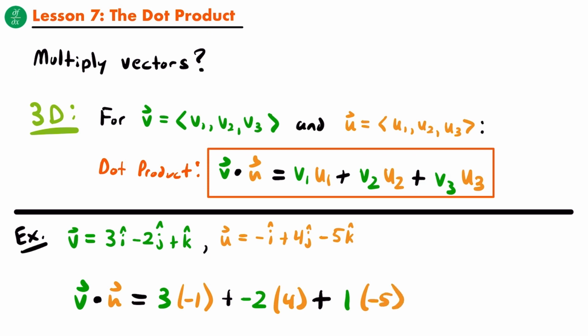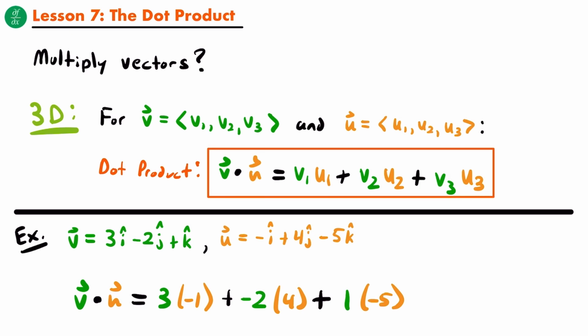Now just to make sure that that made sense, the x components of vector v and vector u are 3 and negative 1 because we have negative i, right? So the coefficient of i here is just negative 1. So our x components are the coefficients of i, so we have 3 times negative 1. Then for the y components, those will be the coefficients of j, so we have negative 2 times 4. And then for the z components, those are the coefficients of k, and so we have 1, since this is just plus k, the coefficient is 1. And this coefficient is negative 5, so we have 1 times negative 5.